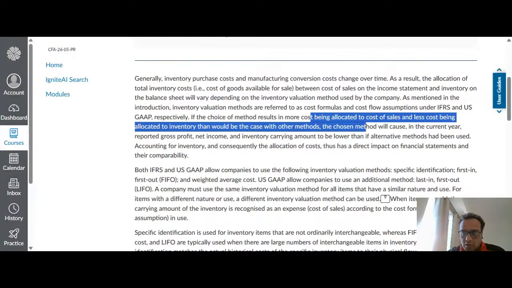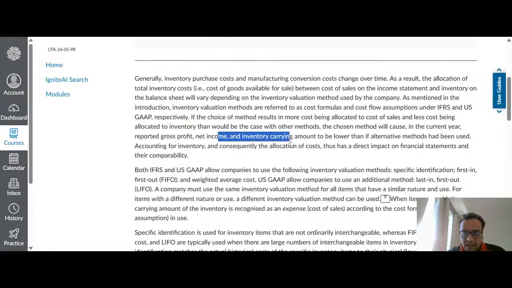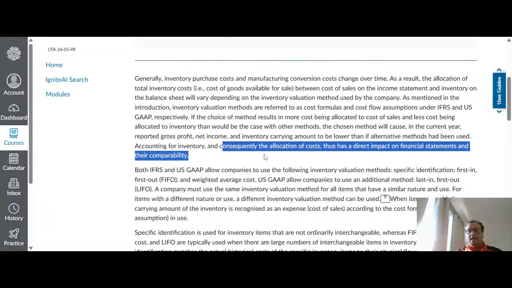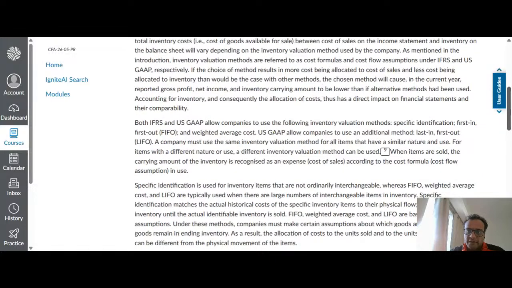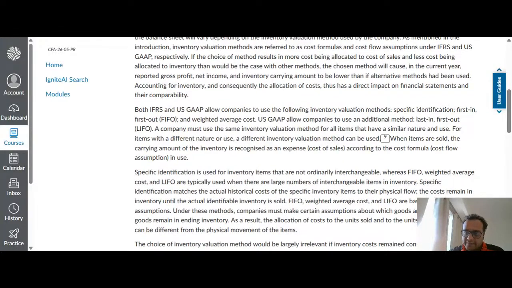The chosen method will cause the current year reported gross profit, net income, and inventory carrying cost to be lower than if an alternate method had been used. Accounting for inventory, and consequently allocation of cost, has a direct impact on the financial statements. Both IFRS and US GAAP allow companies to use the following inventory valuation methods. Specific identification: if there are clothes or cars, then for which car, how much did the retailer pay for a particular car, he will know. So therefore he will specifically allocate that cost to the specific identification. Then first in first out.